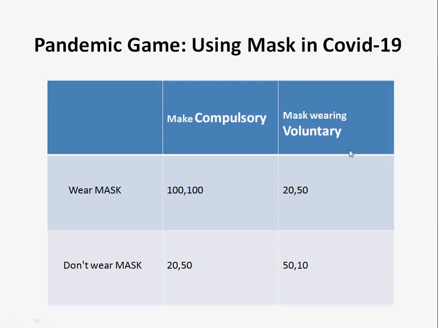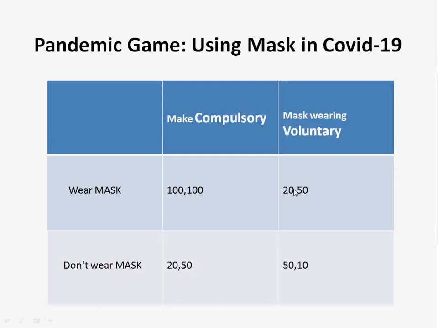In this sense, the choices, what we call strategies, the possible actions the government can take are either to make it compulsory or not compulsory. What are the strategies of citizens? Either wear a mask or don't wear a mask. So how do you solve the problem?